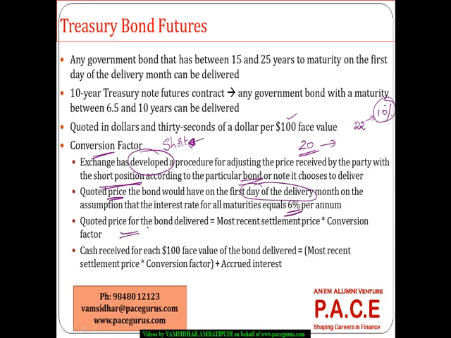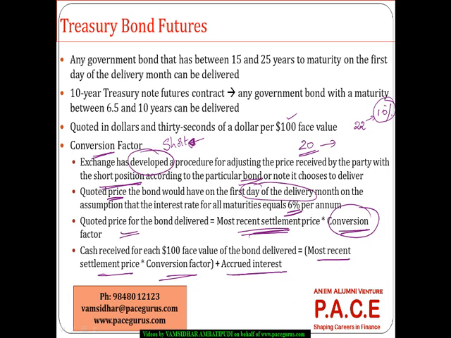So the quoted price for the bond that is delivered comes from the most recent settlement price multiplied by the conversion factor. So that is the price that would be received. Whatever is the most recent settlement price for the futures, I multiply it with the conversion factor, and that is the amount that the short would be receiving. So we'll take a numerical that makes things easier. I'll look at the most recent settlement price, multiply it with the conversion factor, and add up the accrued interest.